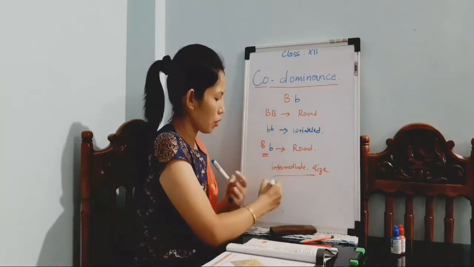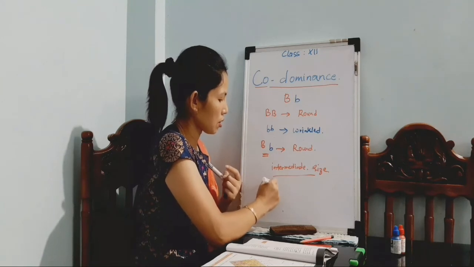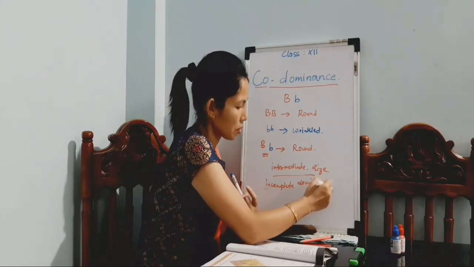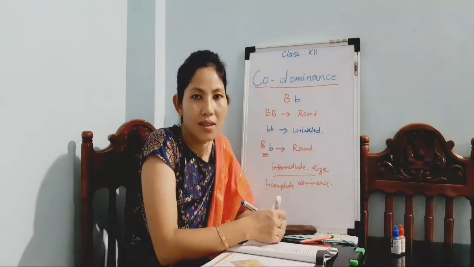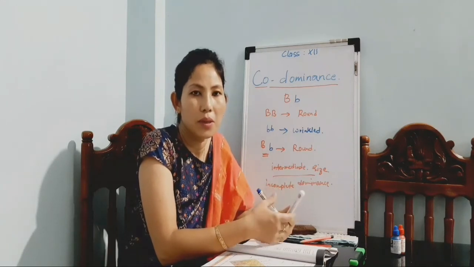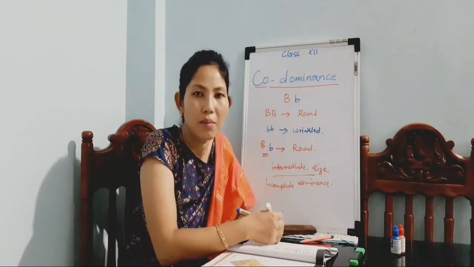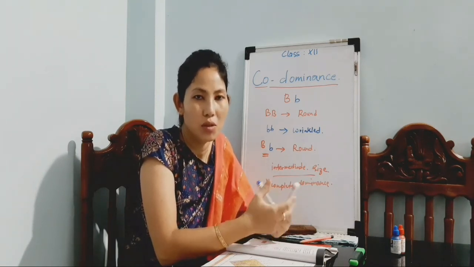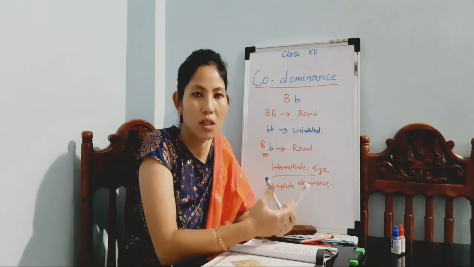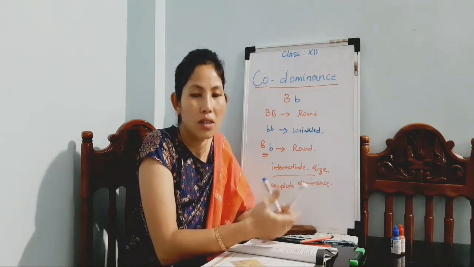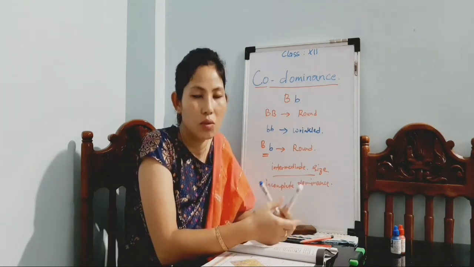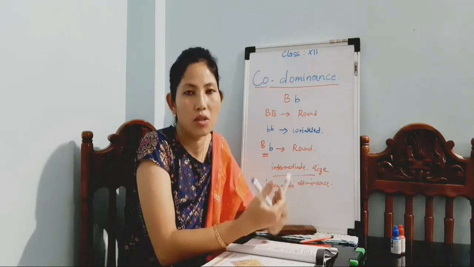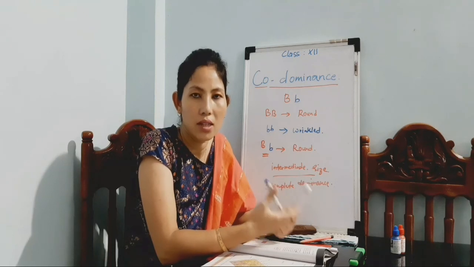So this follows incomplete dominance in this case, right? Thus, more than one phenotypic expression can be influenced by the same gene. So this is about codominance, and we have also discussed incomplete dominance, to understand Mendel's law of inheritance. Whatever Mendel has given in his monohybrid cross, incomplete dominance and codominance are exceptions to that theory, right?